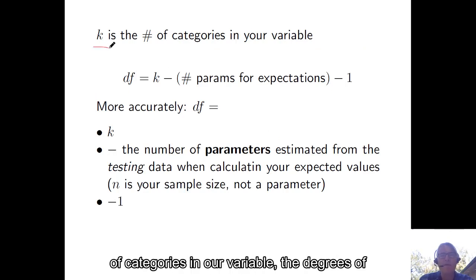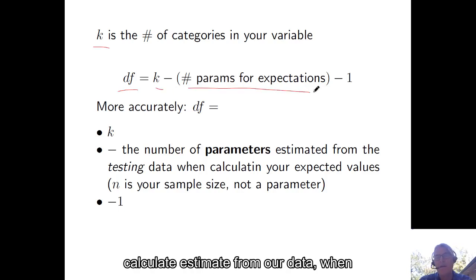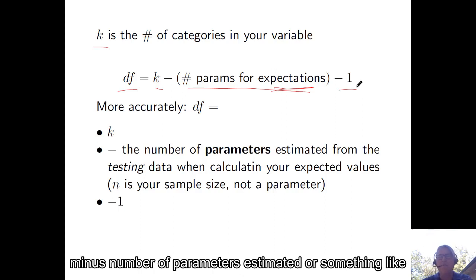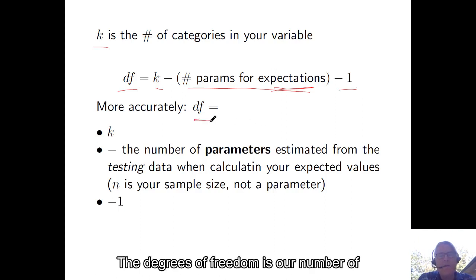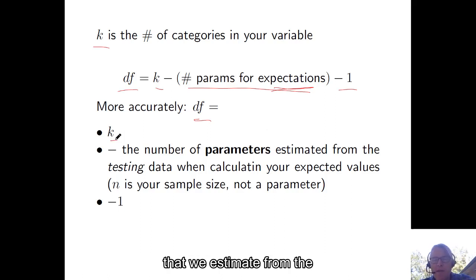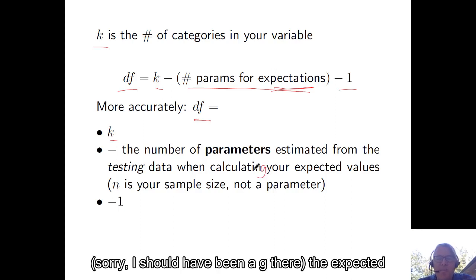If k is the number of categories in our variable, the degrees of freedom is k minus the number of parameters that we estimate from our data when we're making the expectations for our values, and then minus 1. So you'll frequently see it written like this: k minus number of parameters estimated, minus 1. To unpack this a little bit more and hopefully make it clearer, the degrees of freedom is our number of categories, and we subtract the number of parameters that we estimate from the testing data when we're calculating, sorry, there should have been a G there, the expected values.